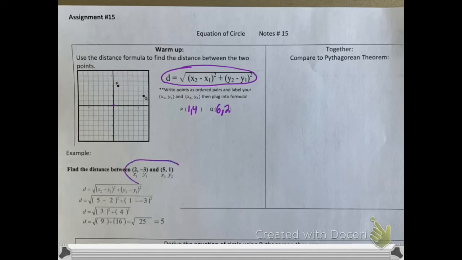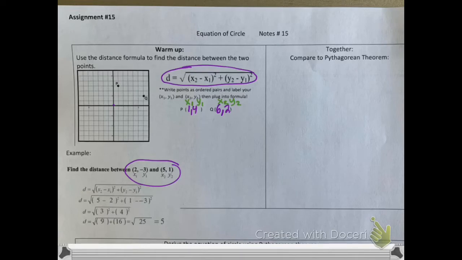In fact, here's an example of how you label them. So X comes first and then Y for every ordered pair, and since P was written first, it's going to get the 1s, the subscript of 1s. X comes first and then Y always, and then since Q is written second, it's going to get the 2s.